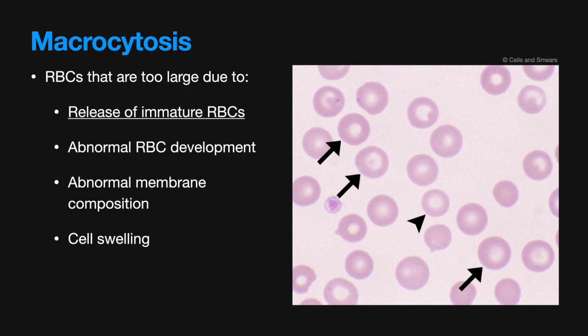Macrocytosis refers to RBCs that are too large. The most significant cause of macrocytosis is the release of immature red blood cells. As RBCs mature, they become smaller and smaller, so if they are released from the bone marrow too soon, the circulating RBCs are going to be larger than we would expect. Other potential causes include abnormal RBC development, abnormal membrane composition, and cell swelling.